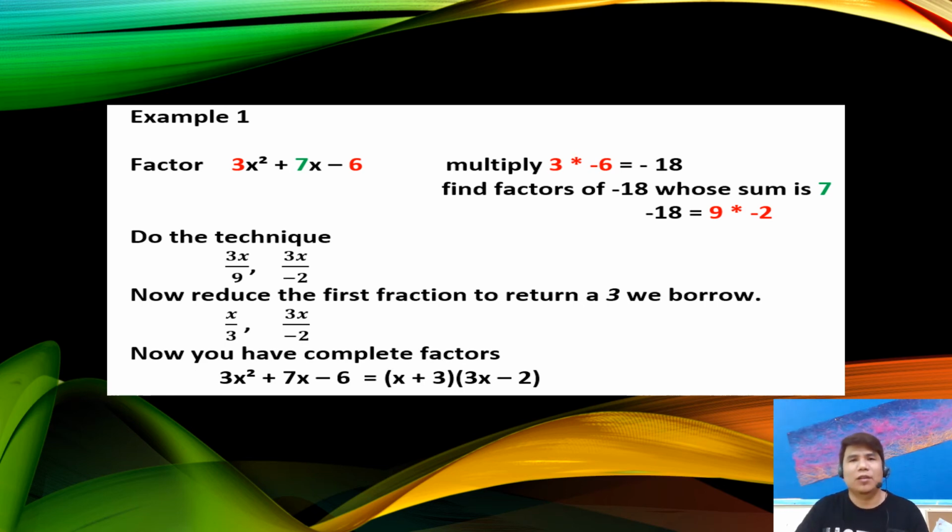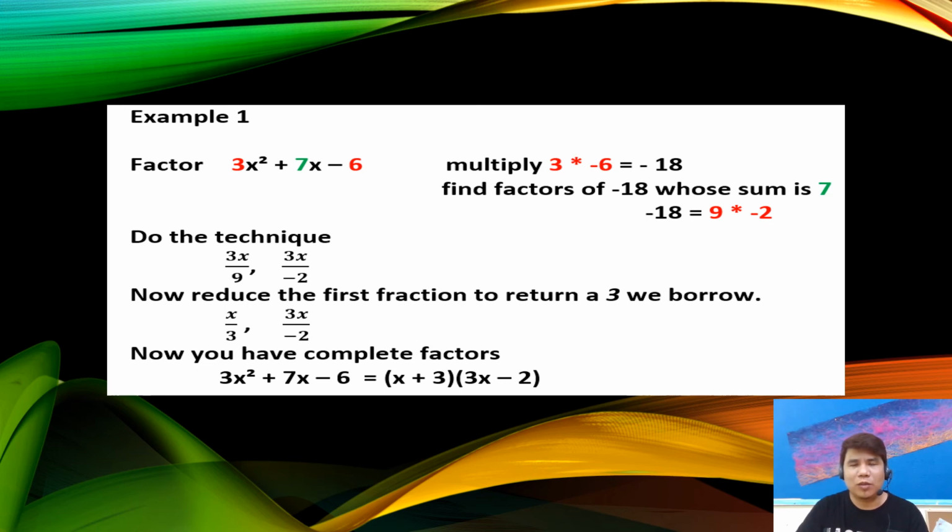It's not a 9. So we reduce it by 3. I mean, the common number is 3. We divide both, so it becomes x over 3. This one we copy only, 3x over negative 2. Now you have an answer for the given: 3x squared plus 7x minus 6 is equal to the quantity x plus 3 times the quantity 3x minus 2.